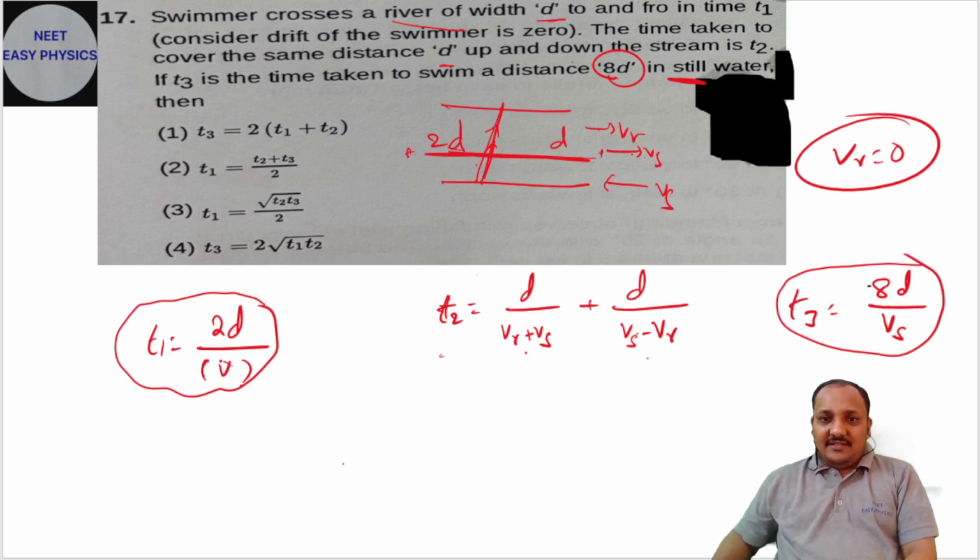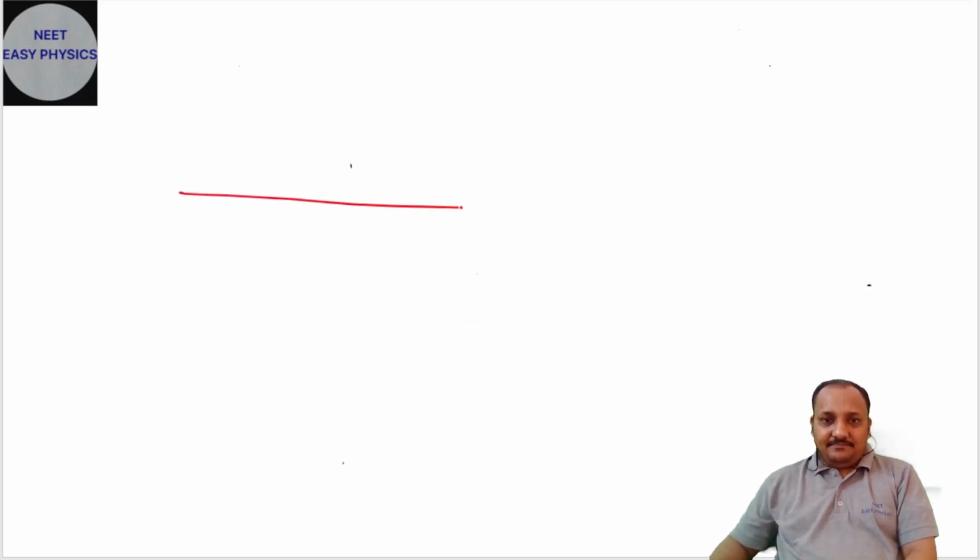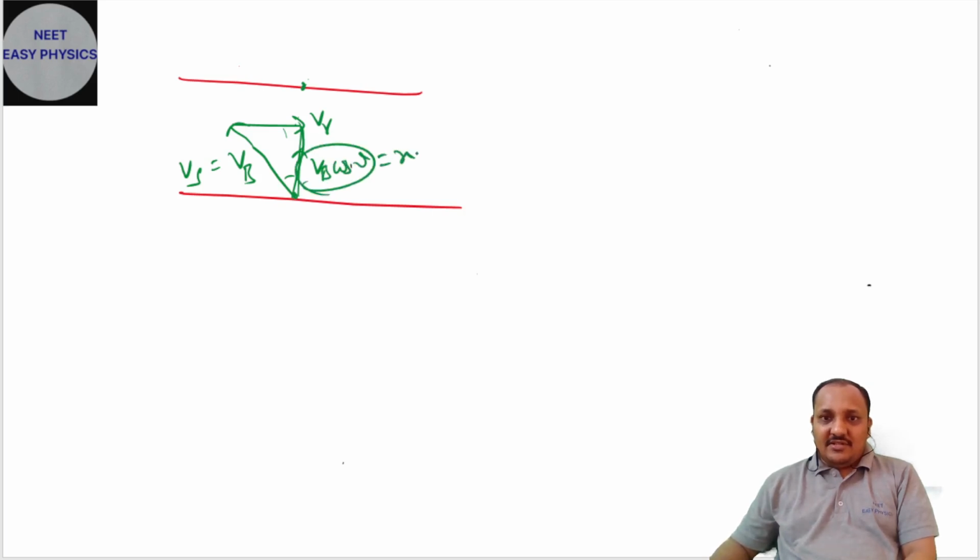Now what is this V we should draw? A river is going to be flowing like this. This is the velocity of river. So he is going to cross from one end to another end. We discussed the velocity of boat or velocity of swimmer like this by making an angle theta. In this direction we wrote Vb cos theta. Now this Vb cos theta you can assume as x. This is the velocity of swimmer, this is the velocity of river, and this is going to be x.